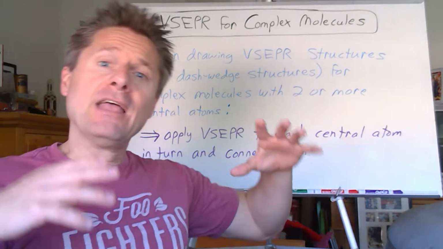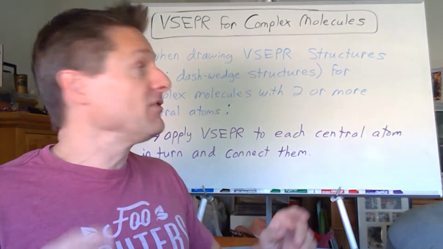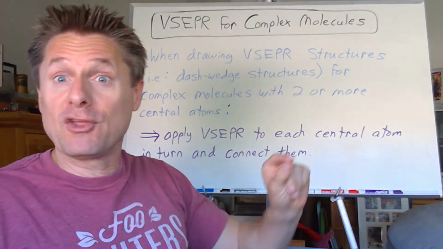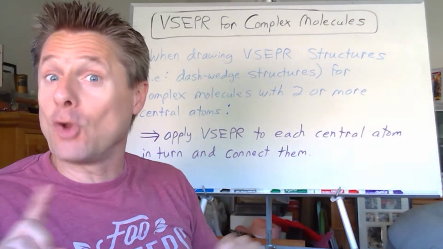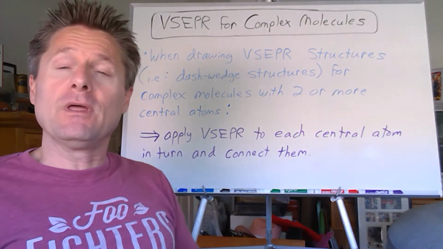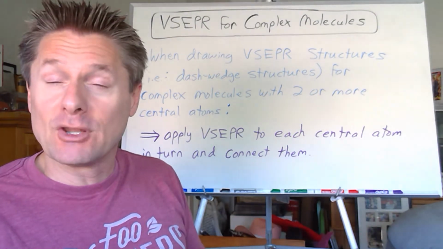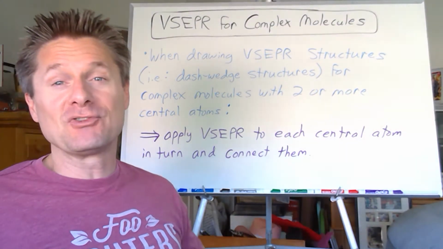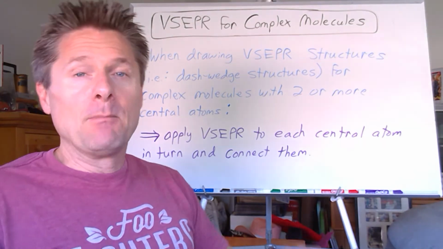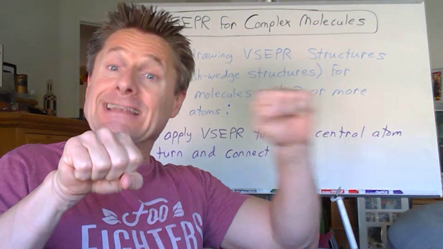So these complex molecules, again, the definition of a complex molecule means it has 2 or more central atoms. It's no longer simple. The issue with applying VSEPR to that, right, you should be able to do the Lewis structure, and we did some crazy ones when we did Lewis structures. Review that if you need to. But now we've got these central atoms connected together.